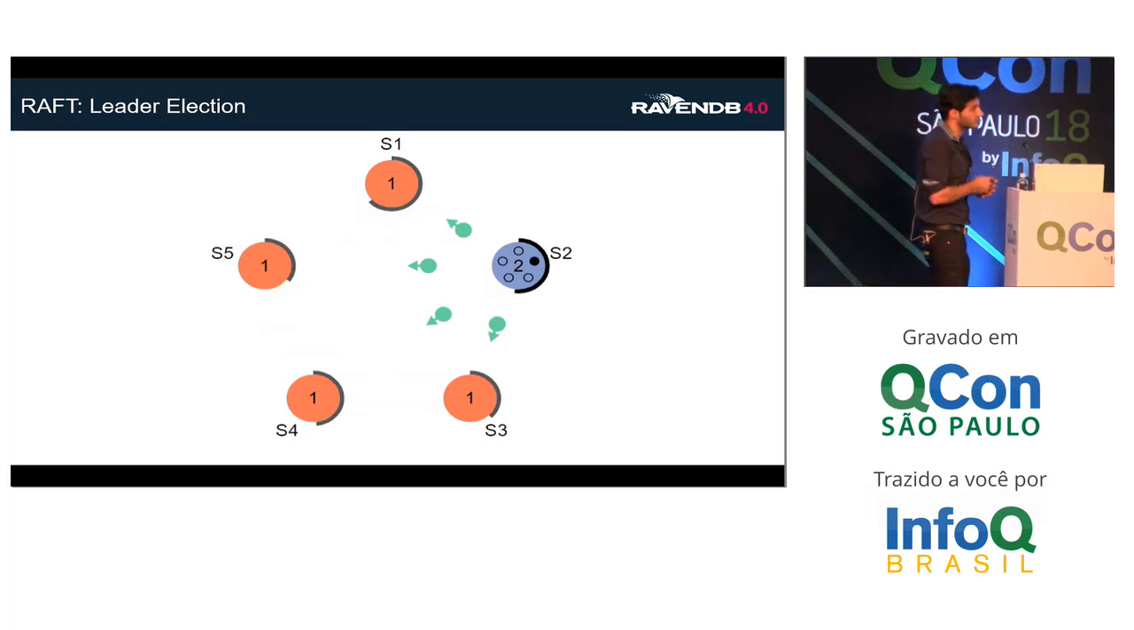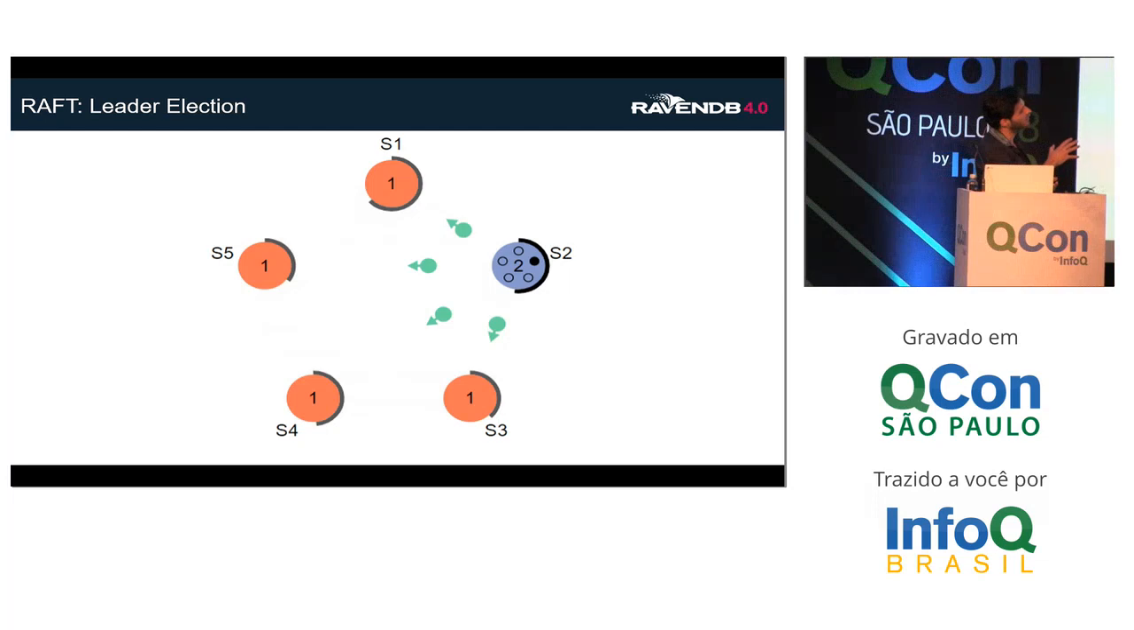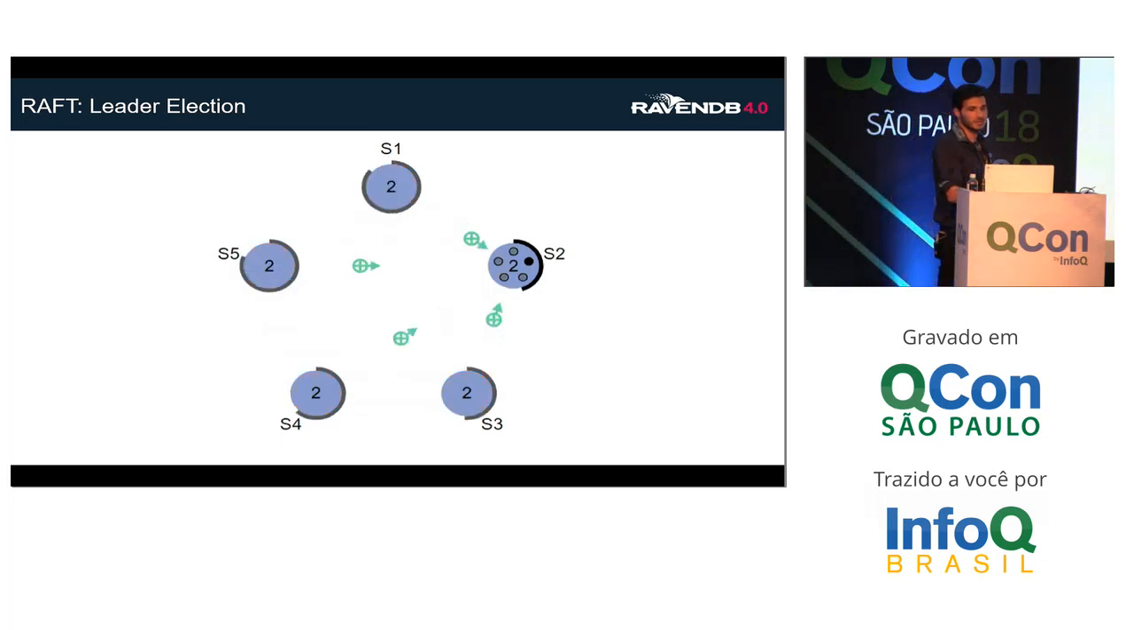He will vote for himself. You can see the black circle inside of it, and he will send a vote request to everybody in the cluster that says, hey, please vote for me. When everybody in the cluster gets this vote request, they say, okay, you are the most updated node that I can choose from. You're the first one that came to me, so I will vote for you.